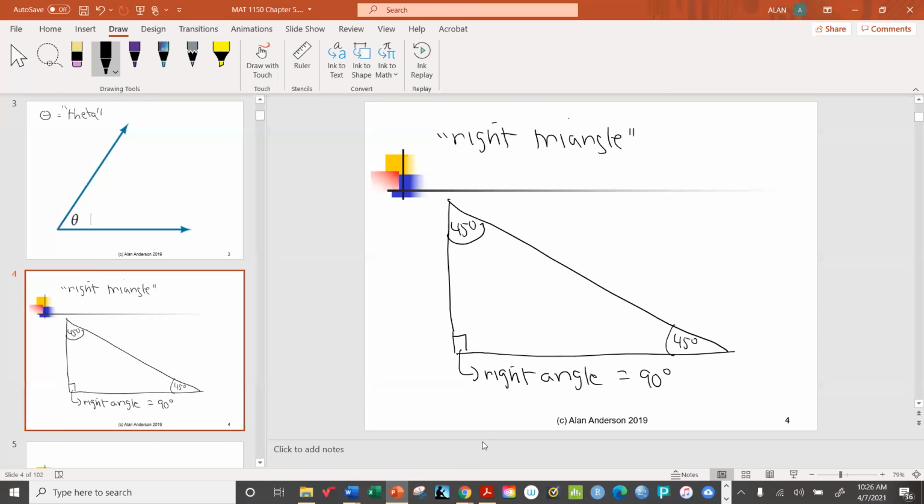And so we'll call this side A, side B, and side C. And of course, side C has a special name. Who remembers it? What is the name of this side of the triangle? I'll give you a hint. It starts with an H. Hypotenuse. That's exactly right.